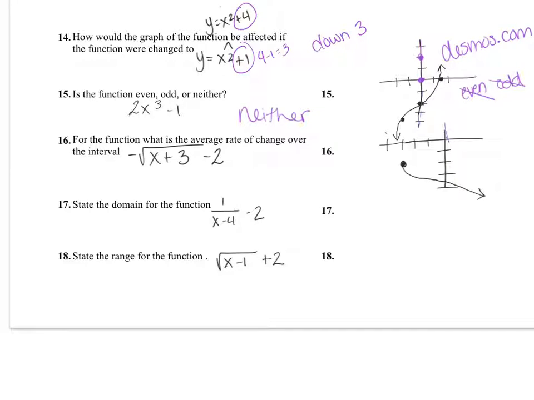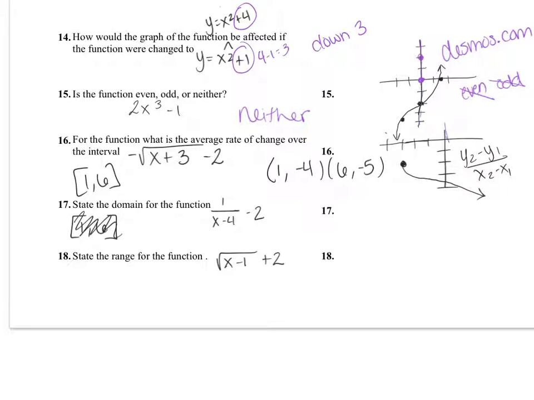Here we're looking at the average rate of change over the interval 1 to 6. I'm using Desmos to graph the function so that we can actually look at this. When we look at Desmos, we can see where x is 1 and where x is 6, and we're going to use our y2 minus y1 over x2 minus x1 formula. So we just go to Desmos and see where those points are on the function.